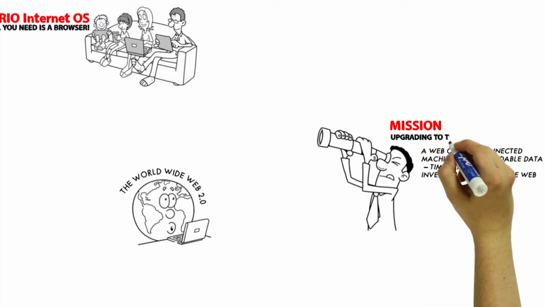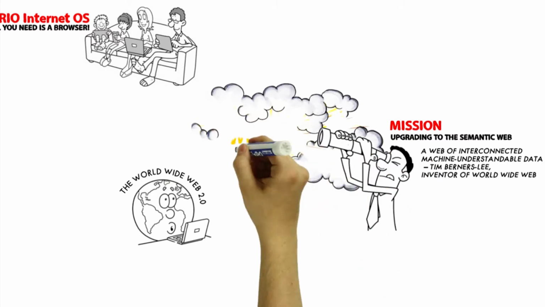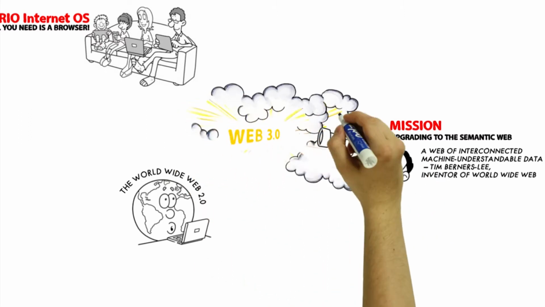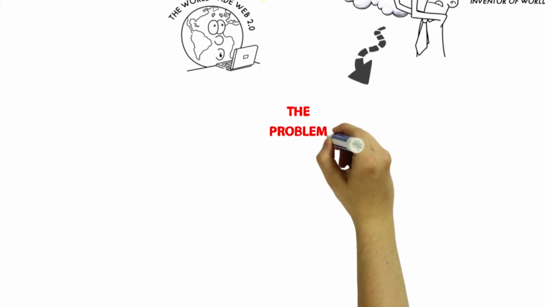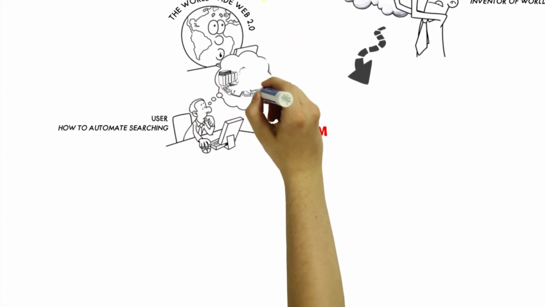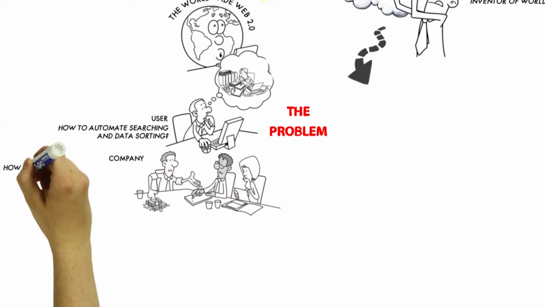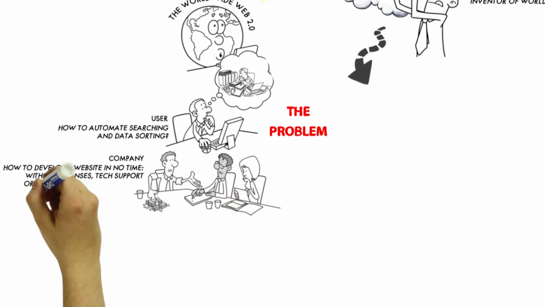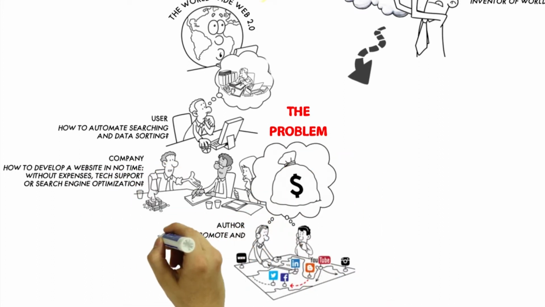The Semantic Web, or Web 3.0, provides a common framework that allows data to be shared and reused across application, enterprise, and community boundaries. How to automate searching and data sorting. How to develop a website more efficiently without expenses, support, or search engine optimization. And how to promote and monetize posts in social media.